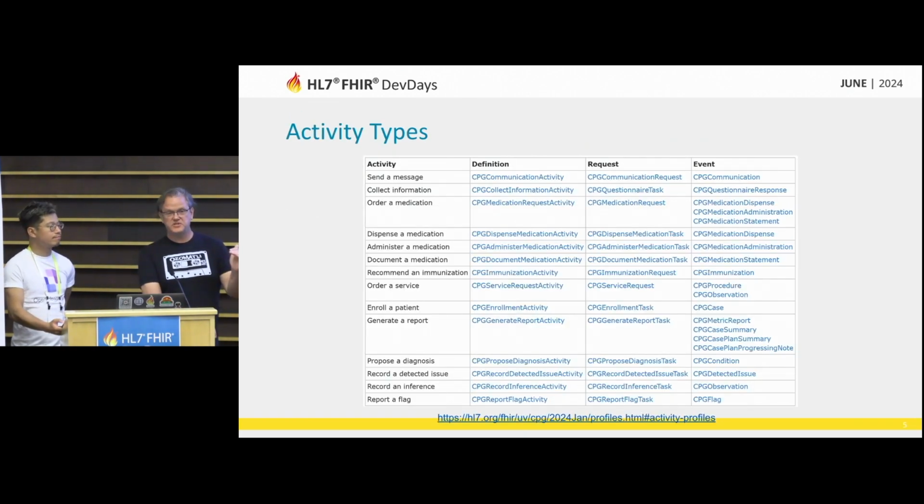So one of the things CPG does is try to break down the computable practice guidelines into the kinds of activities that you can direct as part of directed care. You can send a message, you could collect information with a questionnaire, you could order a medication, and these are all the grammar of a CPG, and you break down and provide FHIR resources that conform to these profiles to describe things like when some condition is true, prescribe a particular medication.